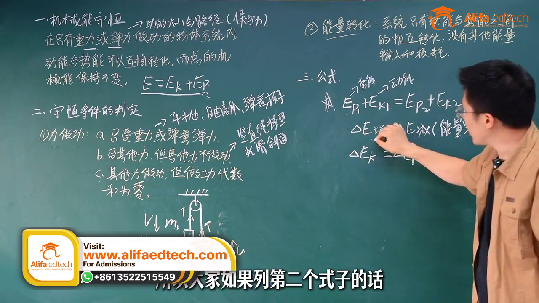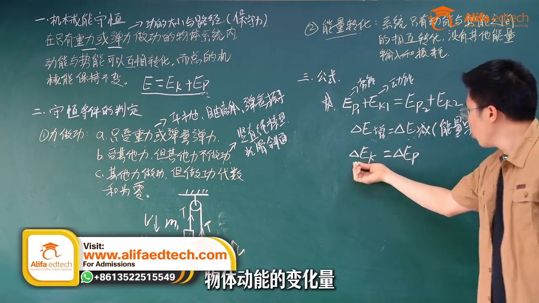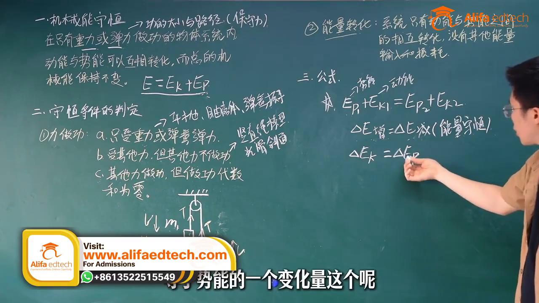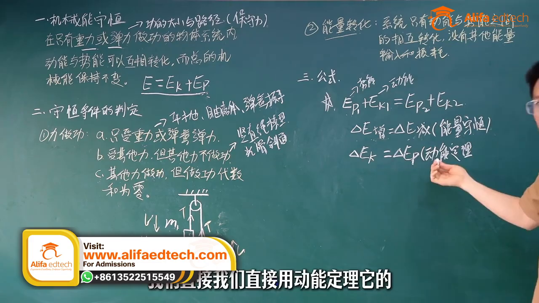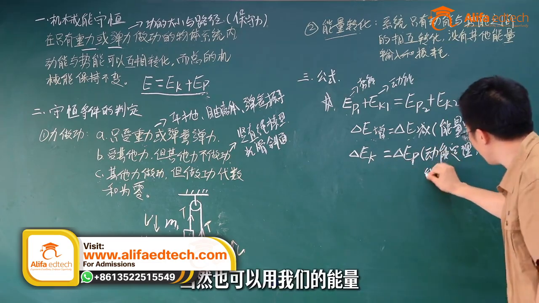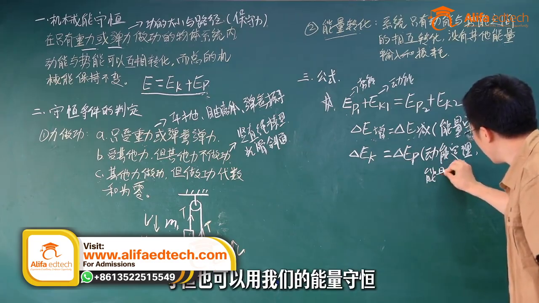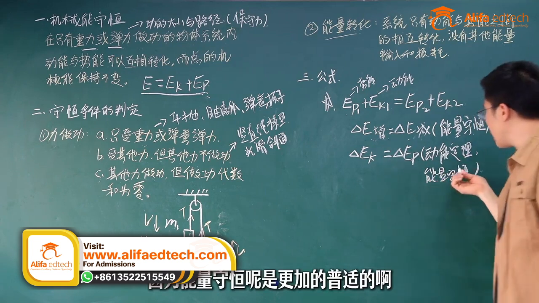So if you're writing the second equation, you can just use the law of energy conservation directly. Then for the third part, where the change in kinetic energy of an object equals the change in potential energy, we can simply use the work energy theorem or its related concepts to set up the equation. Of course, you can also use the law of energy conservation for this, because energy conservation is more universal.